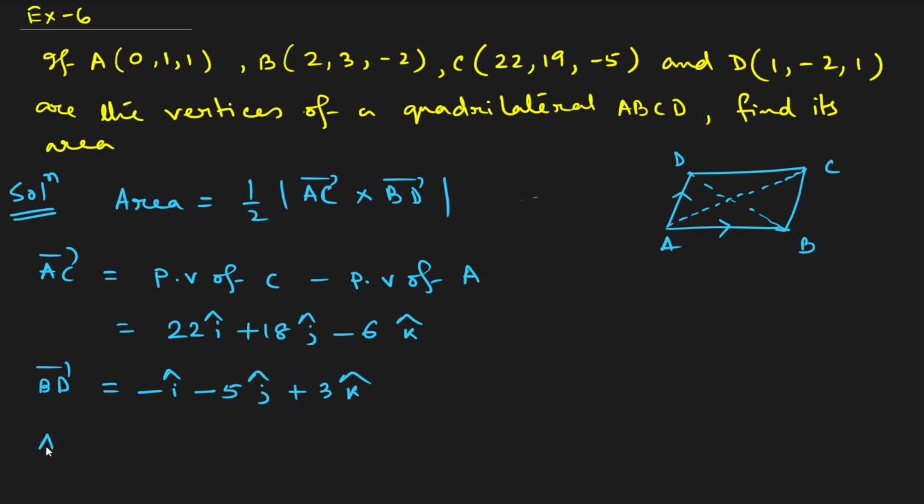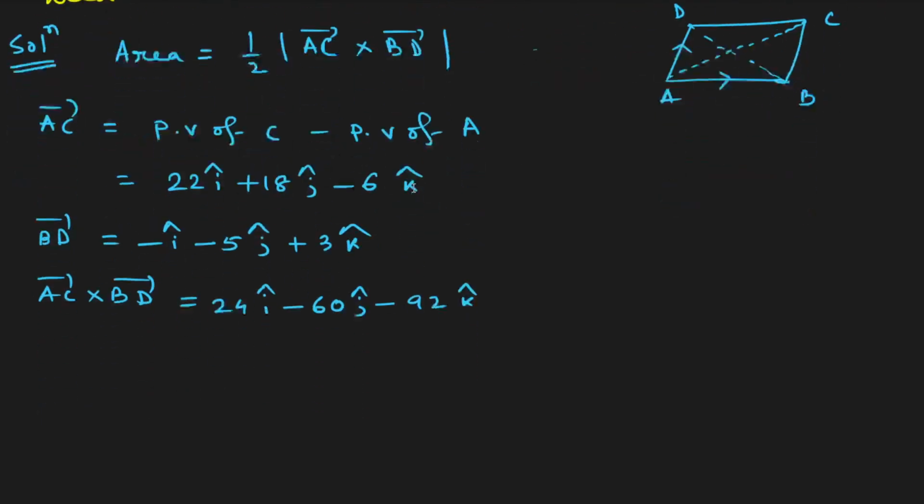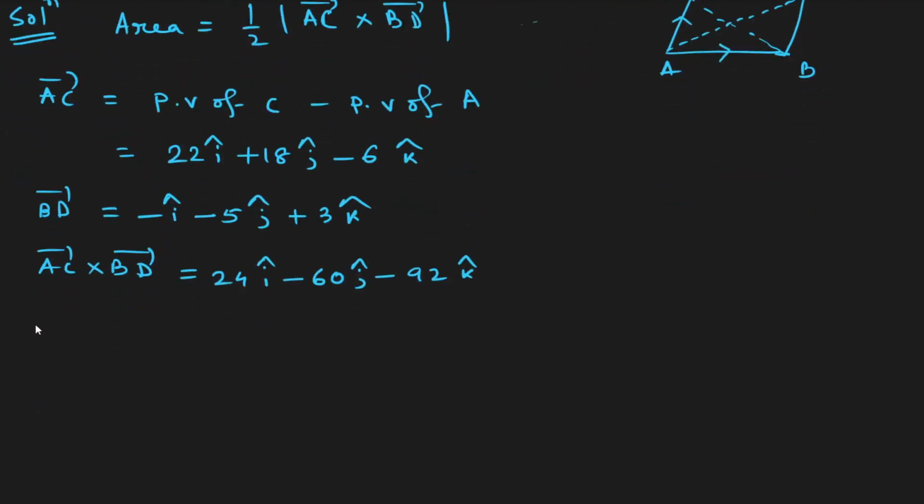Then what is the next step? We have to find AC bar cross BD bar by using the determinant. So use the determinant and find it. You will get 24 i cap minus 60 j cap minus 92 k cap. You find it and verify it, and then finally the area will be half into modulus of AC bar cross BD bar.